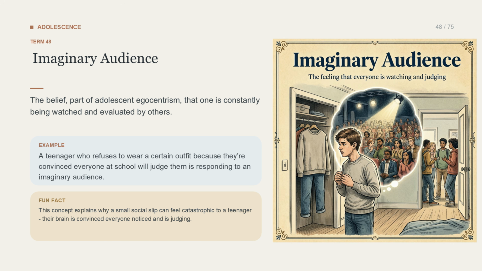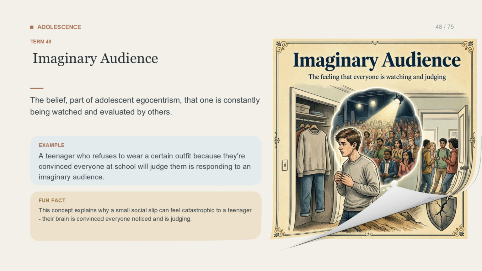48. Imaginary audience. The imaginary audience is the belief, part of adolescent egocentrism, that one is constantly being watched and evaluated by others. For example, a teenager who refuses to wear a certain outfit because they're convinced everyone at school will judge them is responding to an imaginary audience.